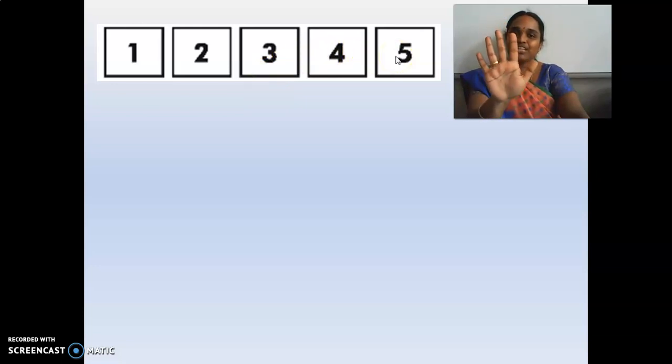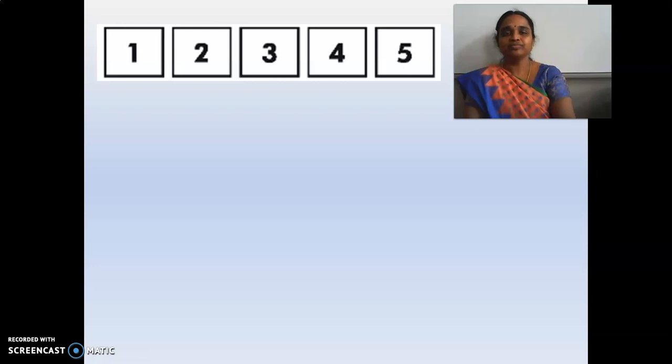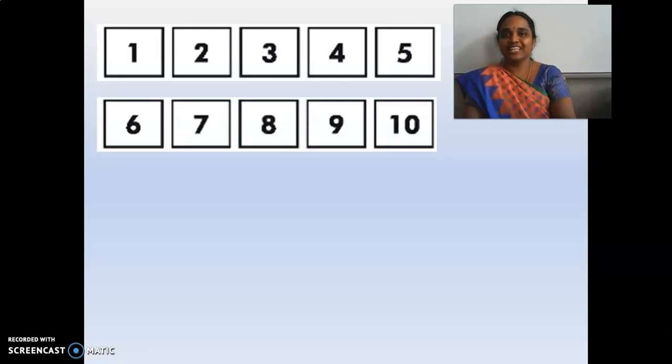1, 2, 3, 4, and 5. So we have 5 fingers on one hand, correct? So 5. 1, 2, 3, 4, and 5. So 5 after, what is the number? 5 after, it is number 6. 5 after, 6, 7, 8, 9, and 10.